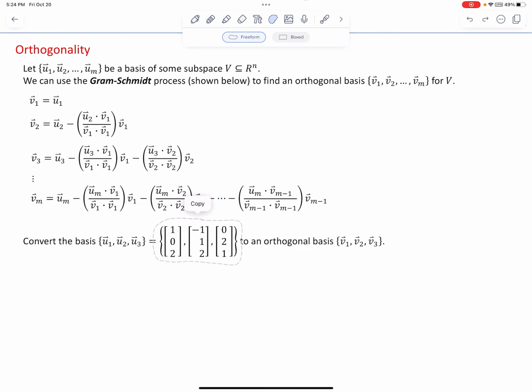But we want to construct an orthogonal basis that spans the same space. We will use u's to represent the original vectors, which may not be orthogonal to each other, and we use v's to represent the results of this process, which will represent an orthogonal basis. So the v's will all be orthogonal to each other, even if the u's are not. I'm going to demonstrate visually what we're going to do here with these three vectors.